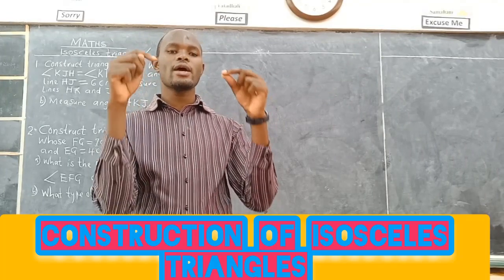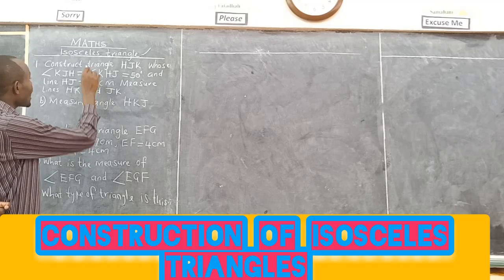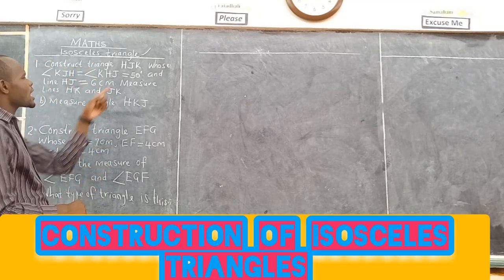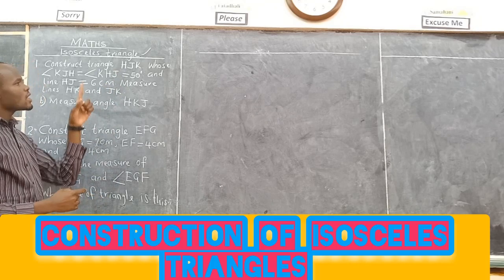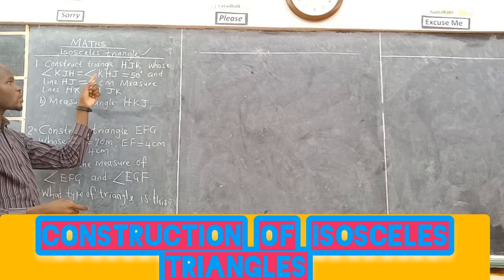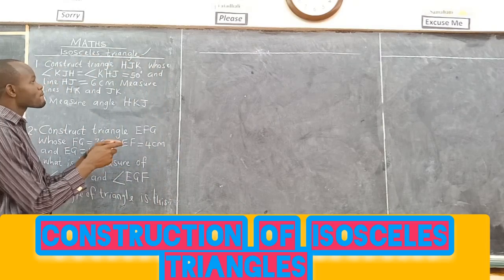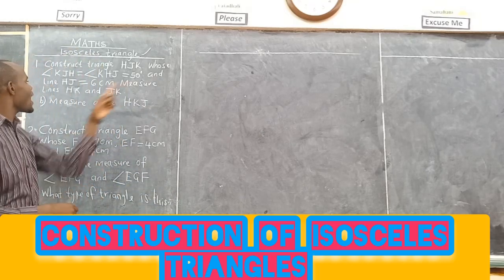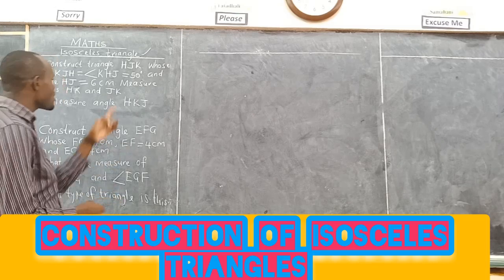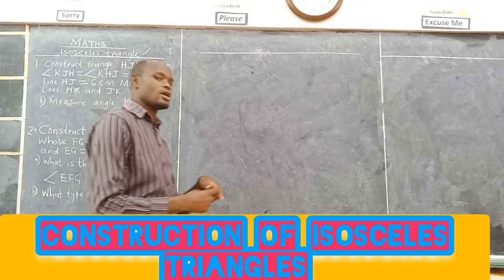Let us go to the real construction now, the actual construction. We want to use this example. Construct a triangle HJK whose angle KJH is equal to angle KHJ, which is equal to 50 degrees. And make sure you're following, my friend. And line HJ is equal to 6 centimeters. Measure lines HK and JK.